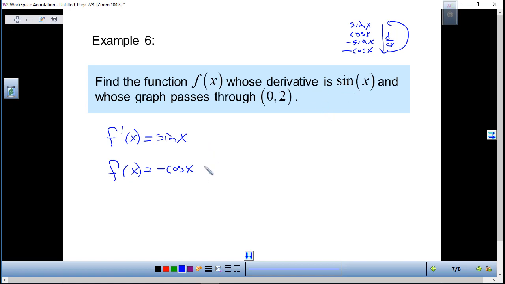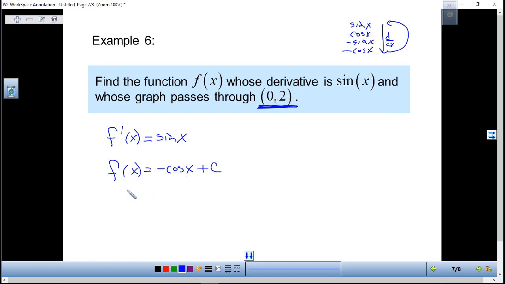But don't forget the c. We have to put the plus c in here because it's going to be negative cosine x, but it could be anywhere up and down. So we actually would have to put the plus c because there may or may not have been a constant there. And the way we're going to find that is using this point right here. So the graph of the function passes through the point (0, 2).